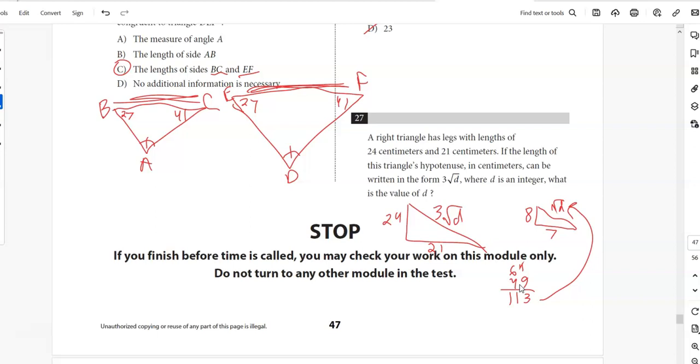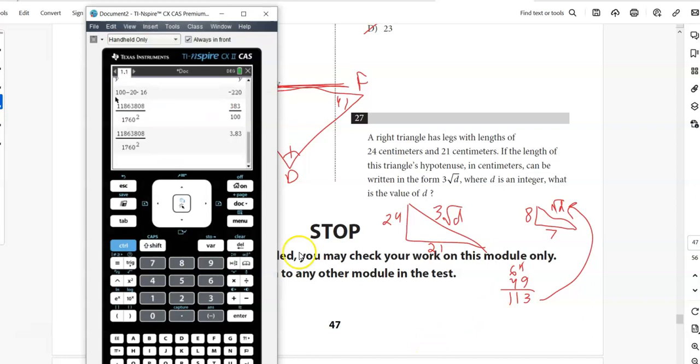Could you do this in the calculator? Let's try. Let's get our calculator out and do the Pythagorean theorem with what we were given. I was just trying to simplify it, make it easy. So if we do 21 squared plus 24 squared, I don't know what is going to happen here. We get that. I guess we take the square root of that and see what happens. The square root would be our hypotenuse, and it's 3 root 113.